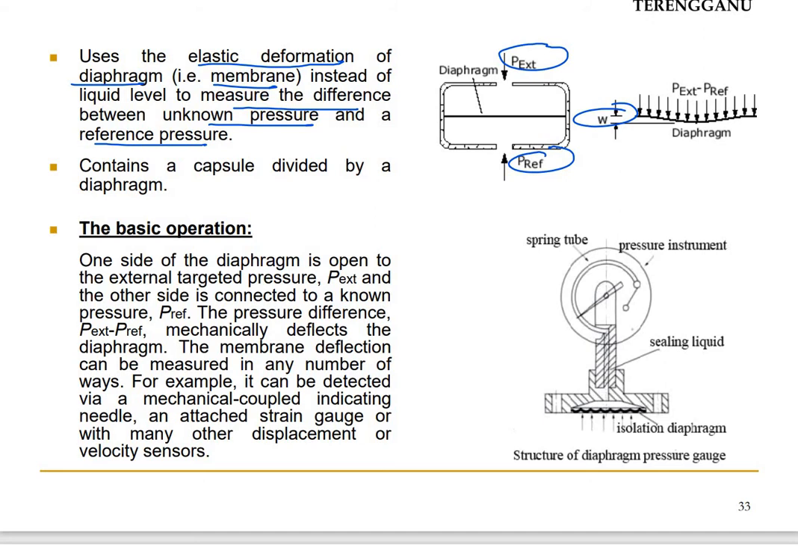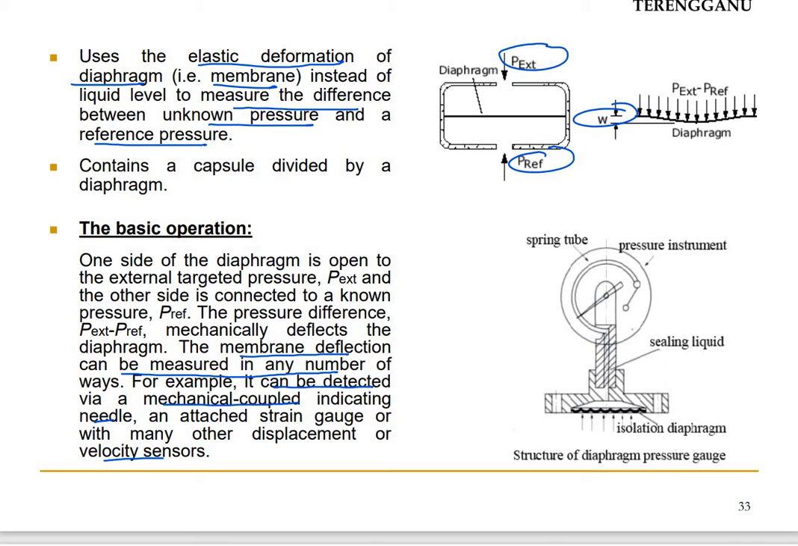So for example, it can be detected. The membrane deflection can be measured in any number of ways. For example, it can be detected via a mechanical couple indicating needle and attached strain gauge, or with many other displacement or velocity sensors. Basically, this diaphragm can be attached to the listed measurement or sensor.